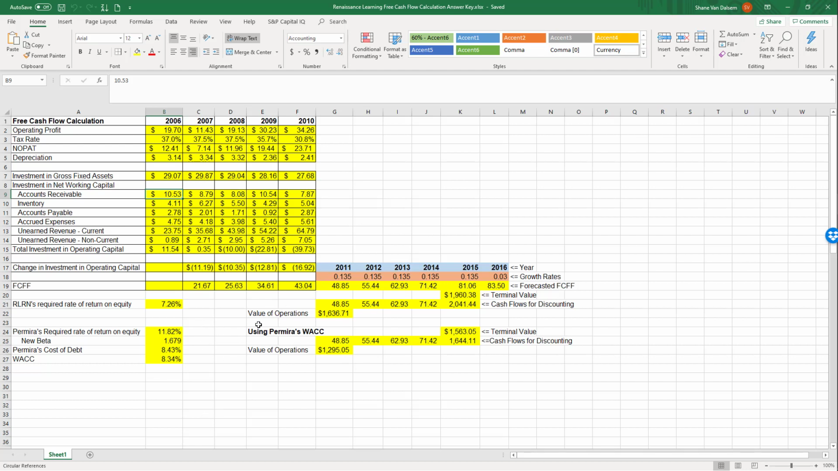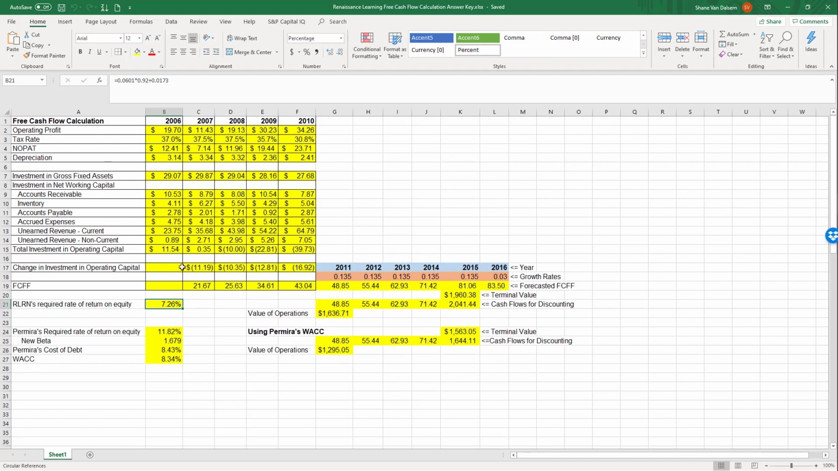The weighted average cost of capital for Renaissance Learning was actually just its required rate of return on equity because it had no debt. So if you think of that weighted average cost of capital formula, you have the weight of debt multiplied by the cost of debt multiplied by 1 minus the tax rate plus the weight of equity multiplied by the cost of equity. Well, in this case, the weight of debt's 0. So all you have left is the weight of equity, which is 100%, or 1 in this case, multiplied by the required rate of return, or the cost of equity. And that's where we get this 7.26.